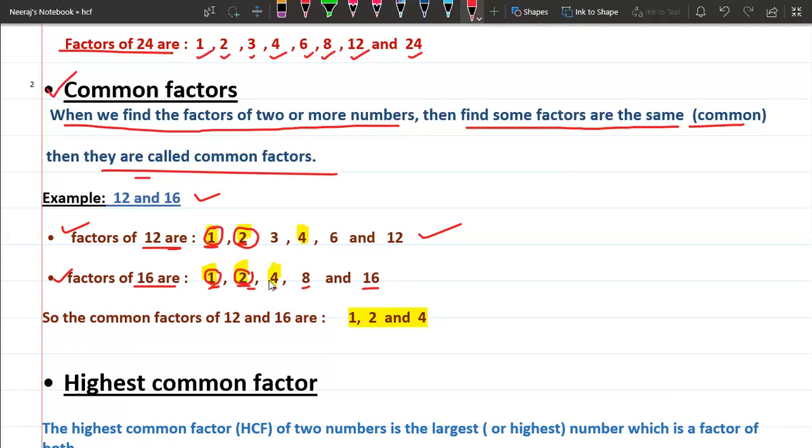16 is not divisible by 3. That's why it is not a factor of 16. So we will not write this number, so we will move to the next one, that is 4.